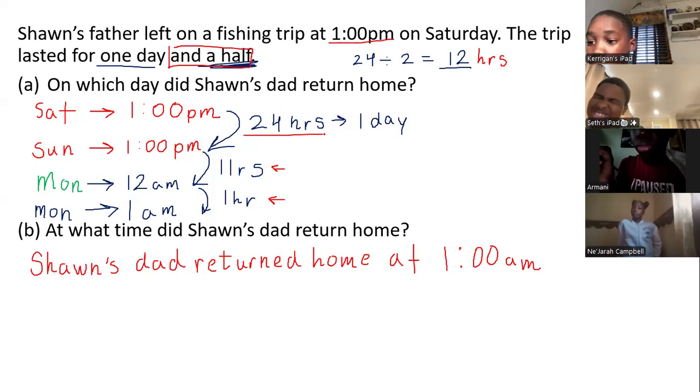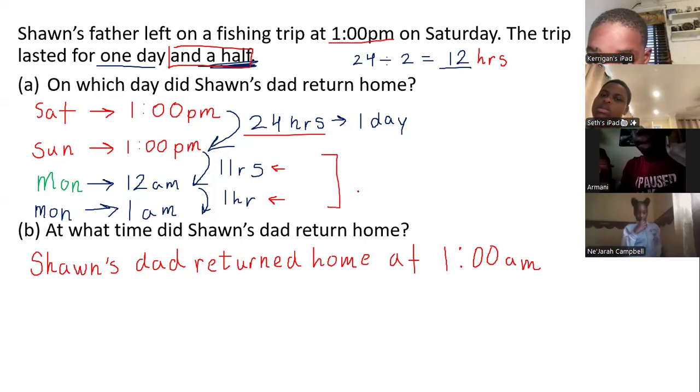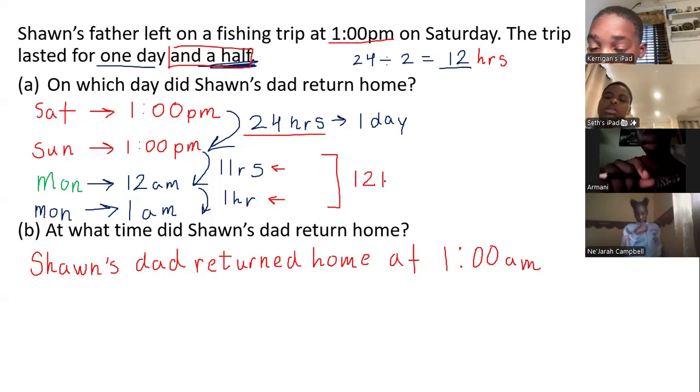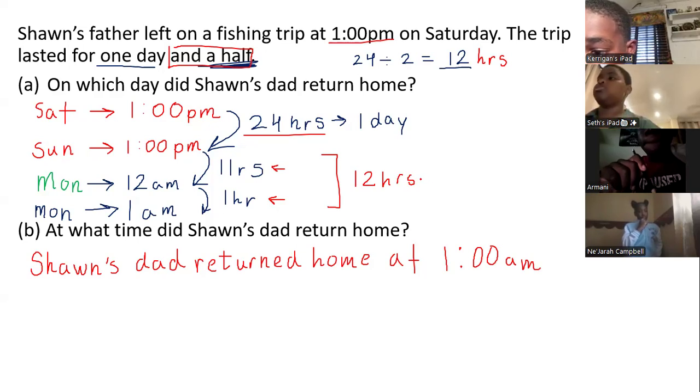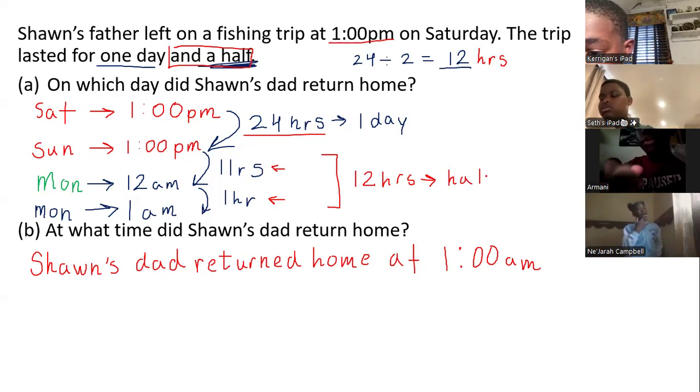That's a day, plus 12 hours. Right? So plus 12 hours. So that's a day and a half. So 12 hours right here is going to be half a day. So half a day. That's why we added 1 more hour. Does that make sense? So half a day.